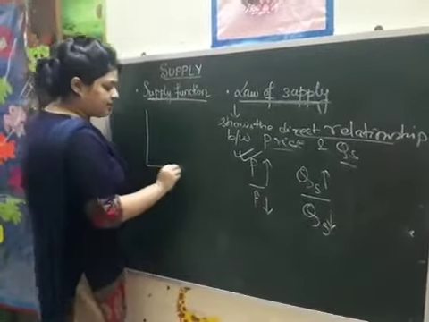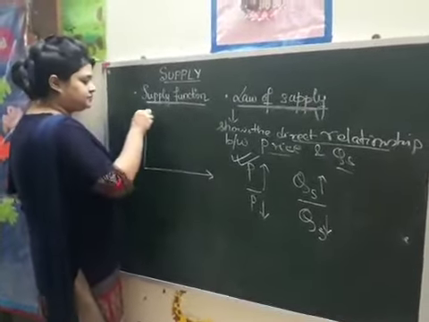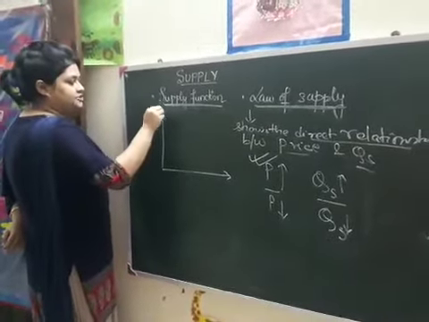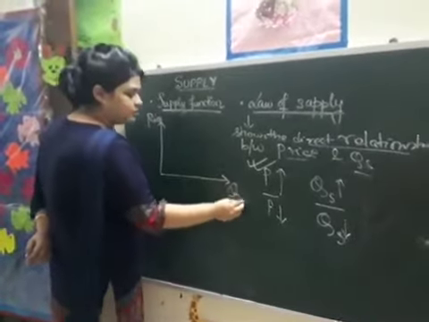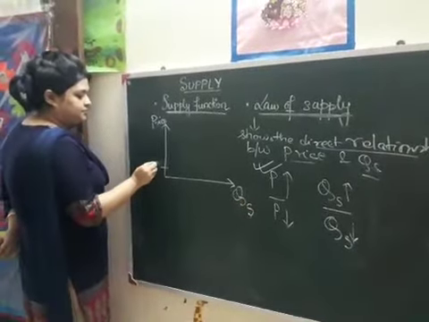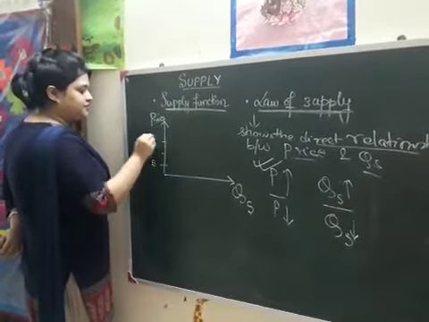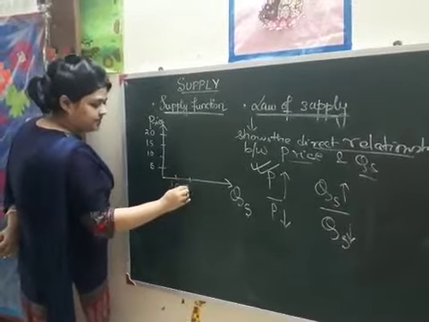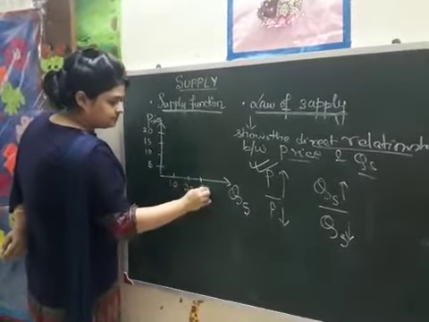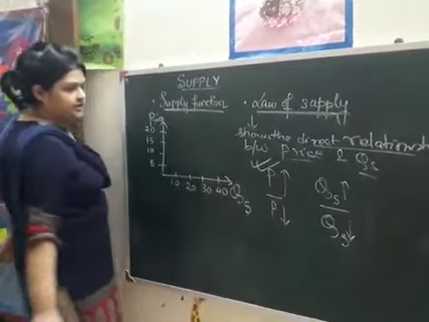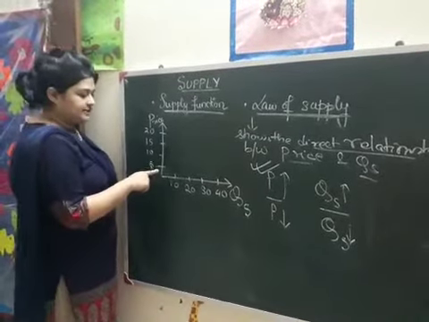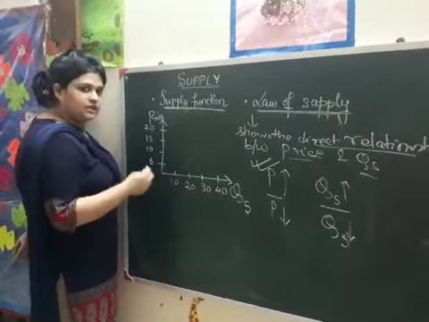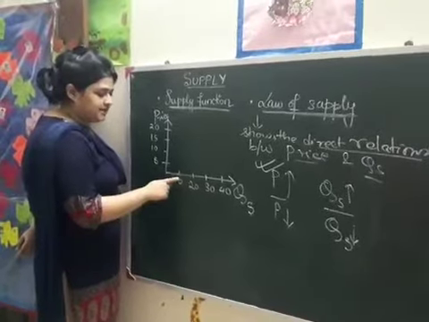So if I draw this graph, how does the supply curve look? On the vertical axis, we measure the price, and here we are measuring the quantity supplied. Suppose price is 5, 10, 15, we are increasing it by 5. This is the way you plot the graph. So when price is less, 5 rupees, the suppliers will be willing to sell the lowest quantity possible. So they are selling 10 units.